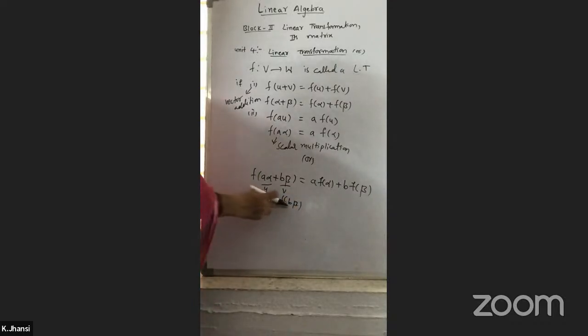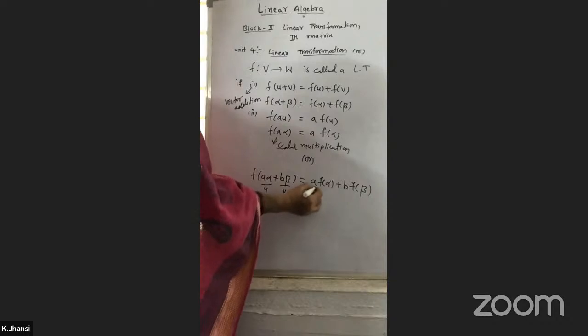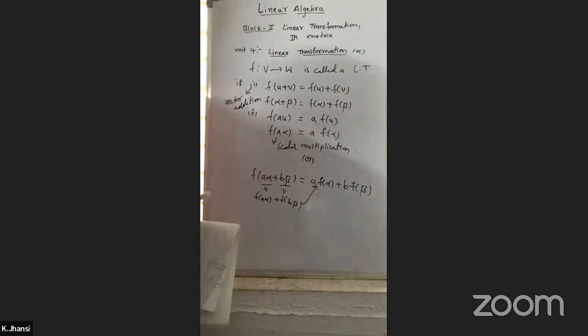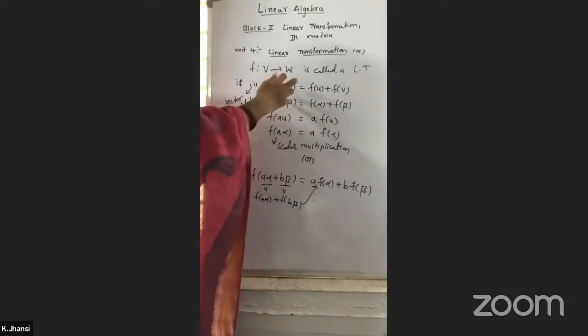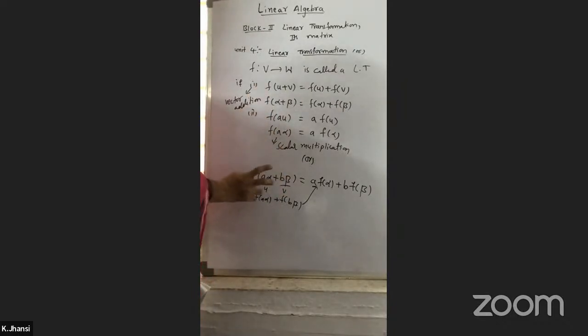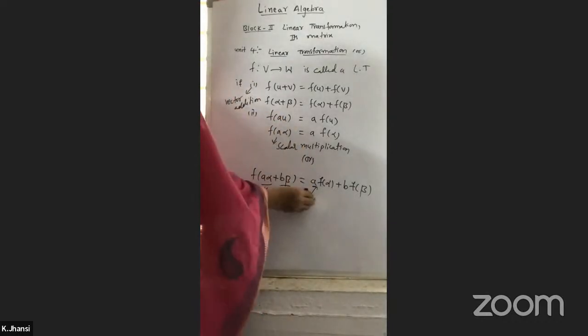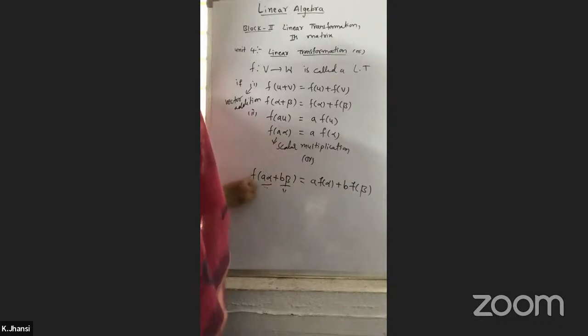Now, for the second condition, f of a alpha, next f of b beta, means scalar multiplication. How are you splitting that? When you split this, you will get this one. So combining these two definitions, you get this one. It is not different, both are the same. Just combining these two conditions, you get this definition. So the main thing is you have to remember these three in solving the problems.